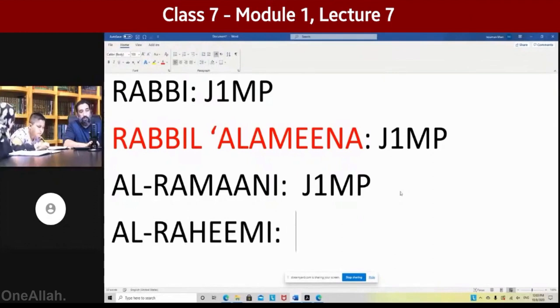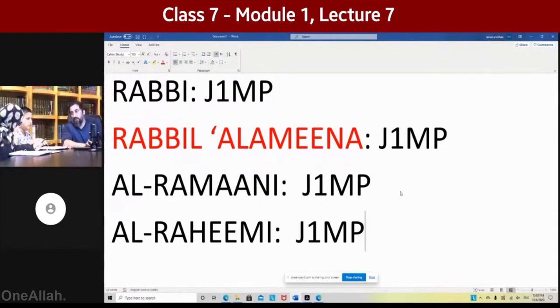Ar-Rahimi. Let's do that. What do you think about Rahimi? It's jar. Yes. It's one. Yes. It's masculine. Yes. Proper because of the al. Jar because of the e at the end. One and masculine because there's no sign of feminine. It's one of Allah's names. We already know that. So it's one, masculine, proper because of the al in the beginning. Yeah. Excellent.